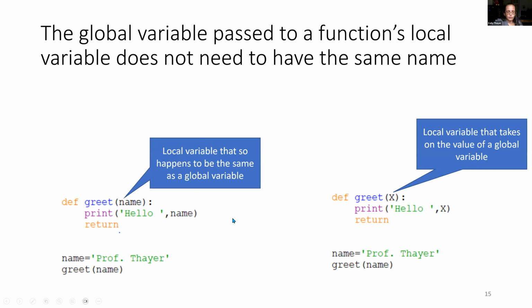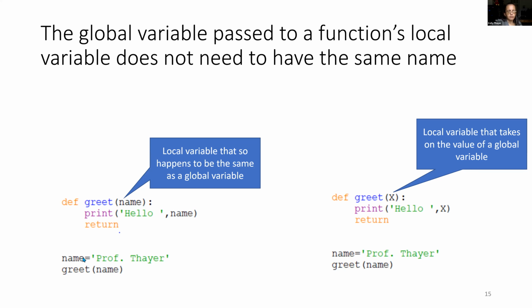I would also point out that a global variable does not need to have the same name as the local variable. These things really don't matter. So here we're going to take another look at the greet function. We have greet of name, and we'll print hello and the person's name, and then we'll just return. Let's set the name to me, Professor Thayer, and we'll call greet of name. This sends Professor Thayer up, an implicit variable assignment to name. Then we print hello, comma, space, and the person's name, Professor Thayer, and then we return.